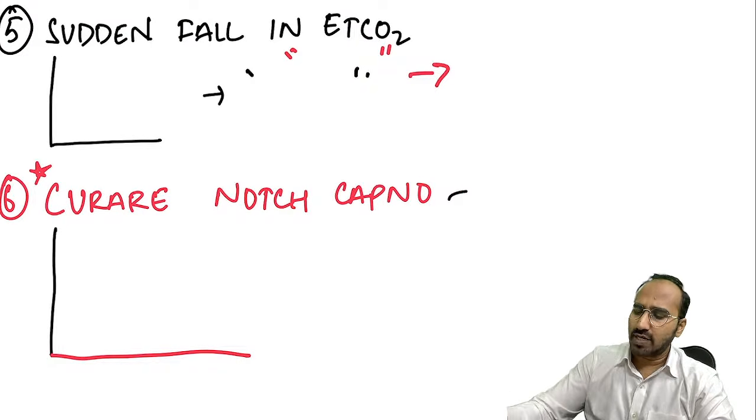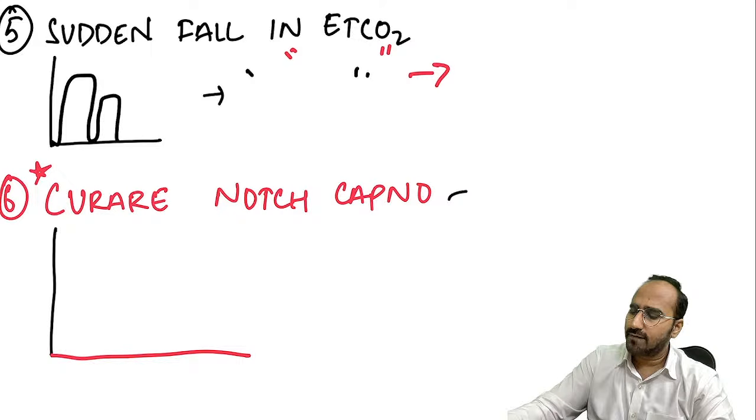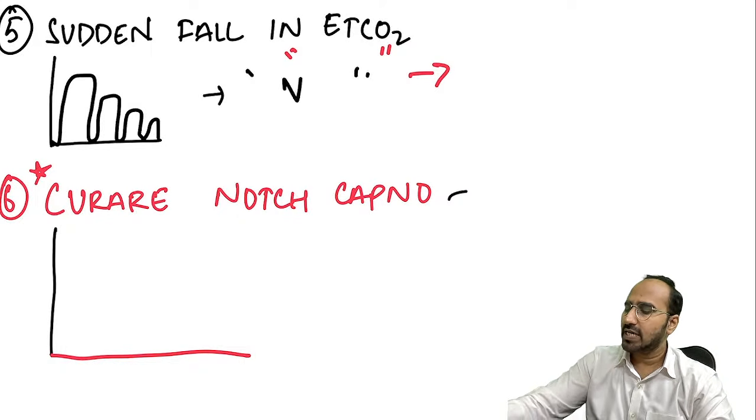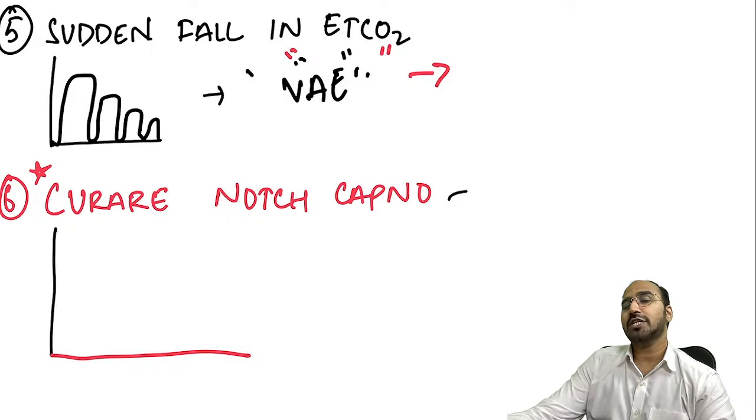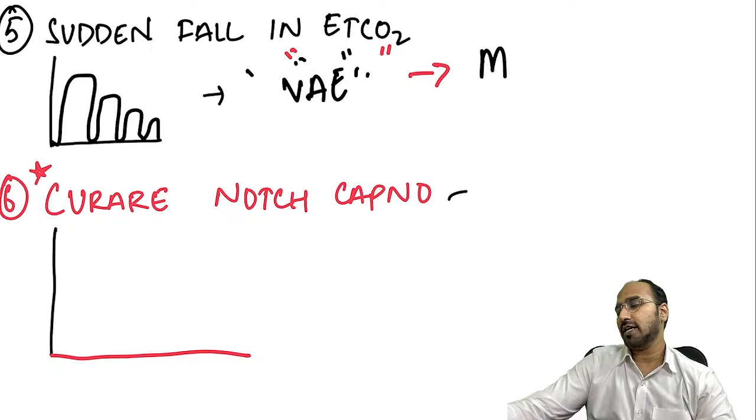Sudden fall in capnograph. A capnograph which was occurring normally, suddenly you will see a fall occurring like this. A sudden fall of capnography is seen in a condition called venous air embolism. The murmur that you hear in venous air embolism is what, guys?